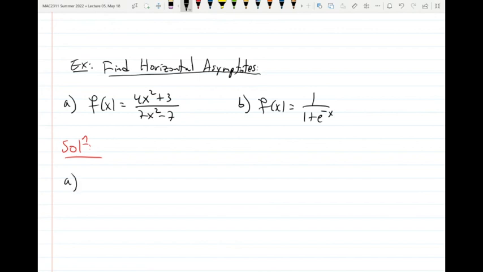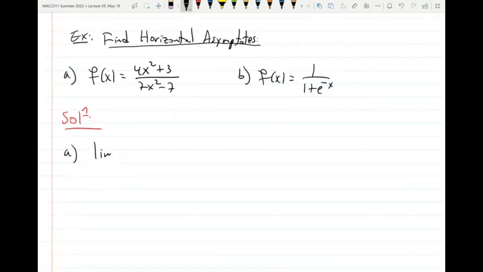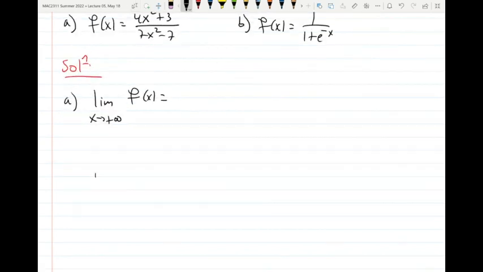Okay, so for the first one, we're going to do the limit as x approaches positive infinity of the function, and then we will also do the limit as x approaches negative infinity of the function.